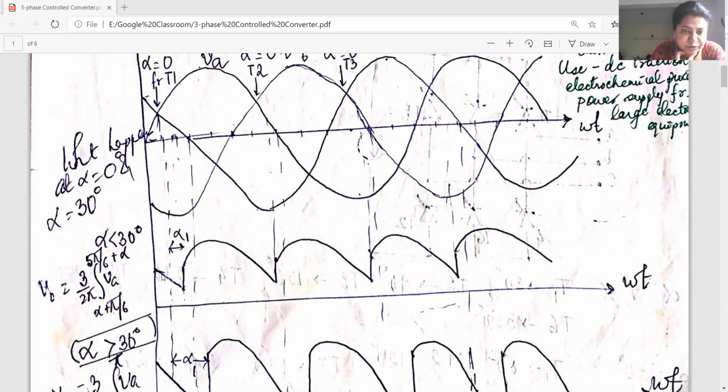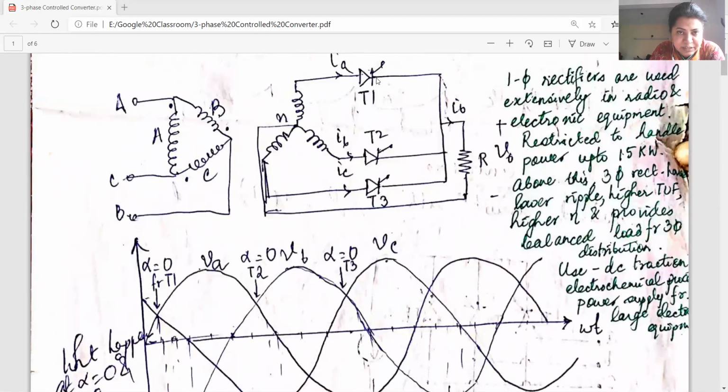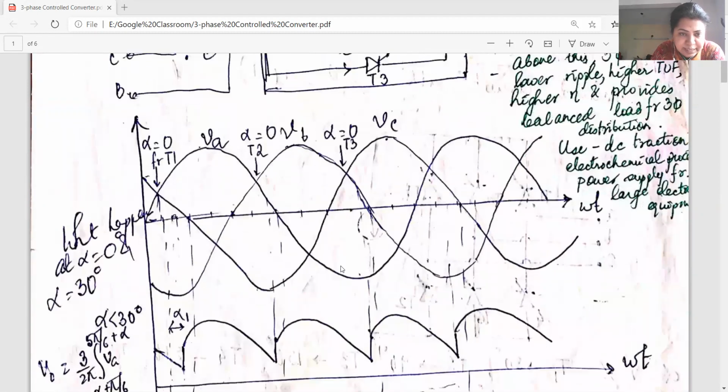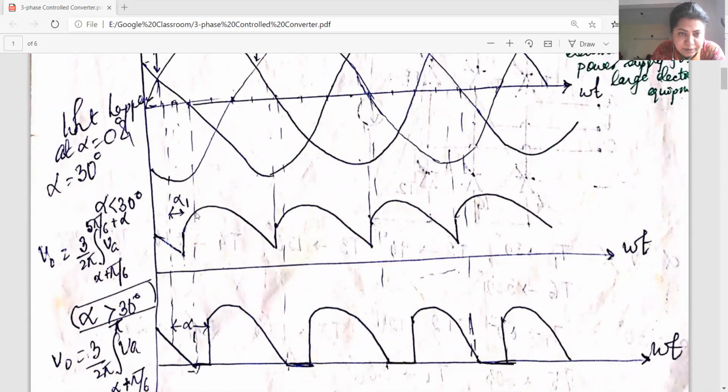So T3 continues to conduct unless and until T1 is fired, and when T1 is fired at an angle of alpha less than 30 degree, then at this particular angle T1 will be fired. T1 is fired here, then it will take up the waveform for VA. That means if T1 is fired, the waveform across this particular phase will appear across the output, and so this particular waveform appears across the output.